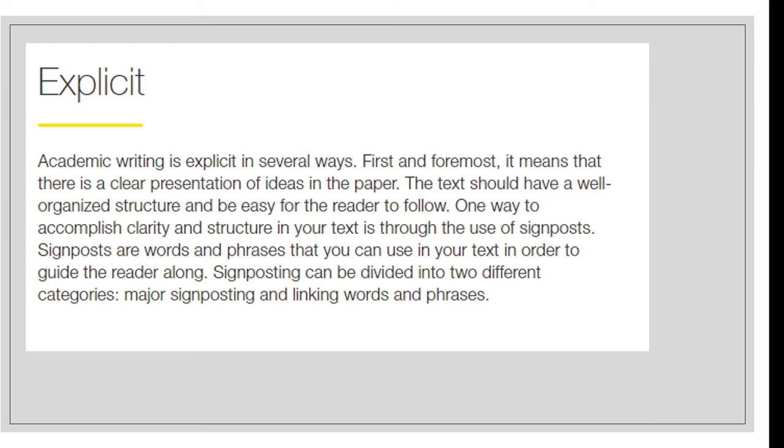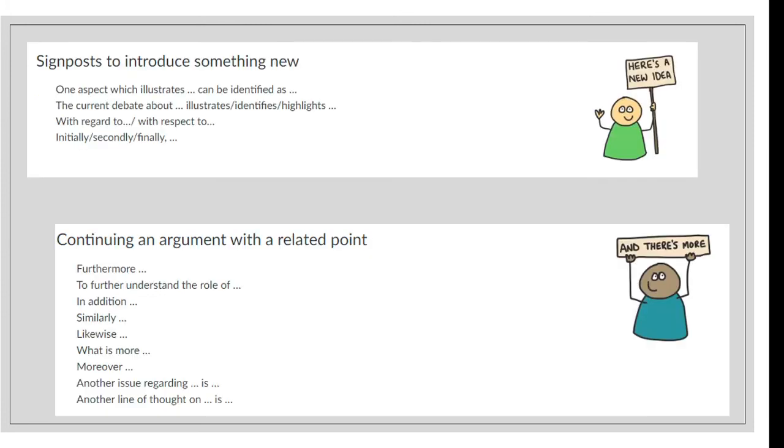One way to accomplish clarity and structure in your text is through the use of signposts. Signposts are words and phrases that you can use in your text in order to guide the reader along. Signposting can be divided into different categories: major signposting and linking words and phrases. Whenever you are writing, more often than not you would start with a topic sentence, and then right after the topic sentence, you would continue with support of the topic sentence. And this is where the signpost will be used.